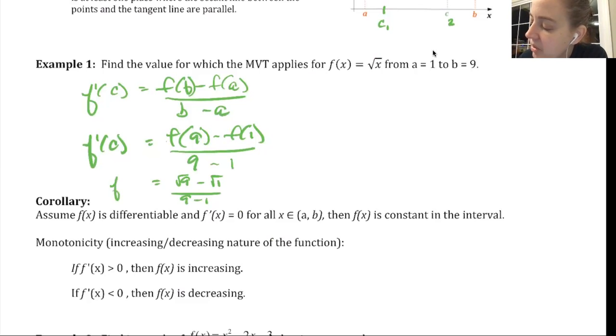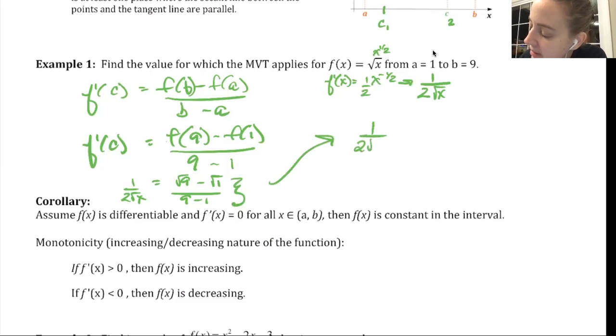And f prime of c, actually we should fill that in. What's the derivative? Let's come over here. f prime of x. This is really x to the 1/2, so this is a power rule: 1/2 x to the negative 1/2. So I'm going to make this 1 over 2, and take that x to the negative 1/2 and move it to the denominator. 1 over 2 root x, like that. Now, the right-hand side, we need to clean this up a little bit. So I have 1 over 2 root x. This is 3 minus 1 over 9 minus 1, which is 8. So the numerator is 3 minus 1, that's a 2. 2 over 8. I may as well reduce that to 1/4.